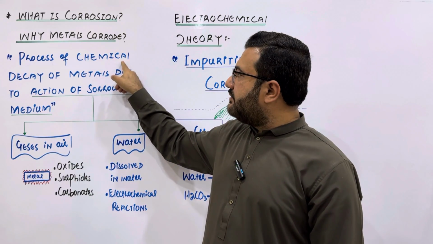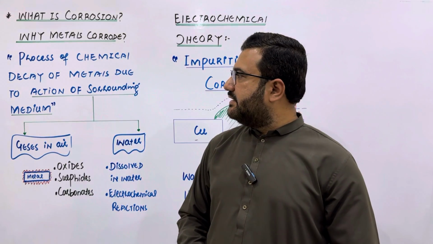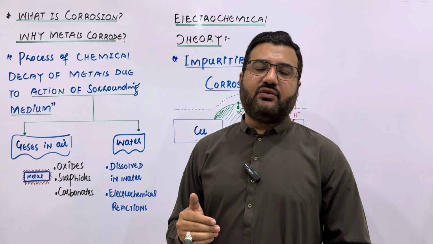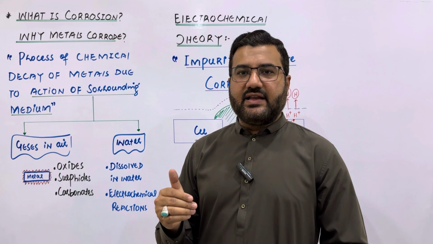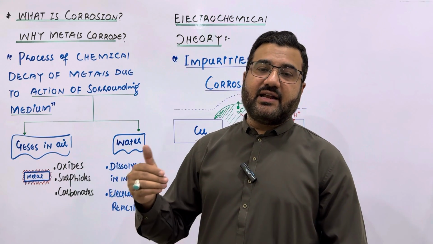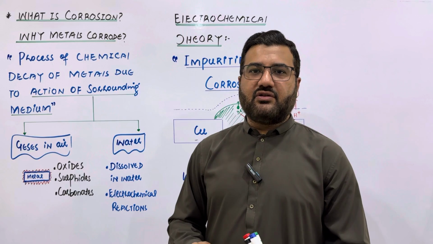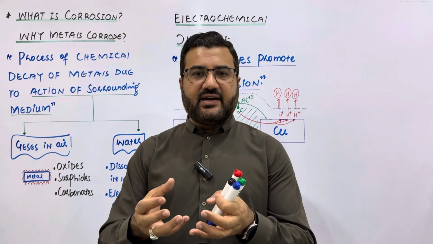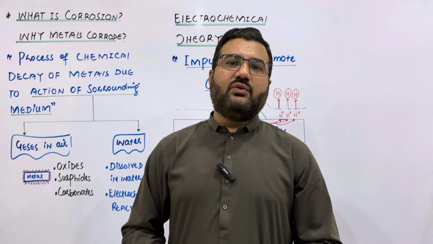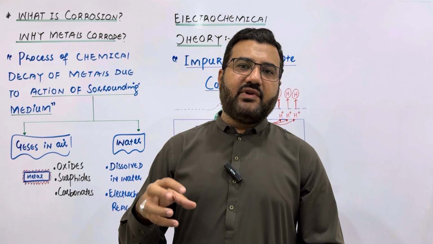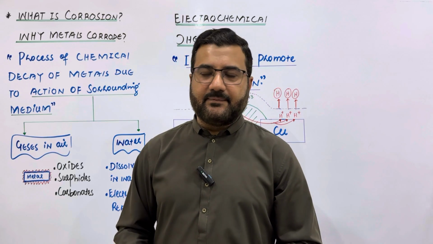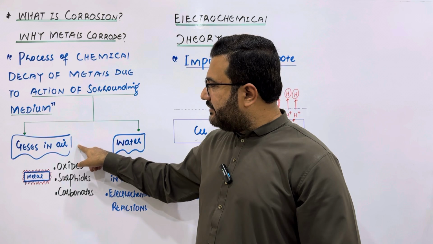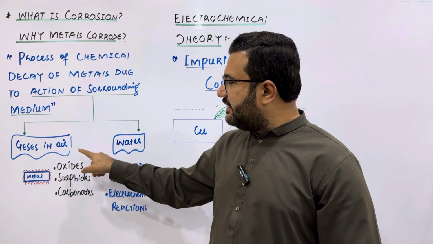It is a process of chemical decay of metals due to action of the surrounding mediums. So the first thing to understand is that corrosion is a chemical process. It is a chemical change in the metal. It is not any physical change. And this corrosion is basically the decay of the metal due to action of the surrounding medium in which the metal is present.